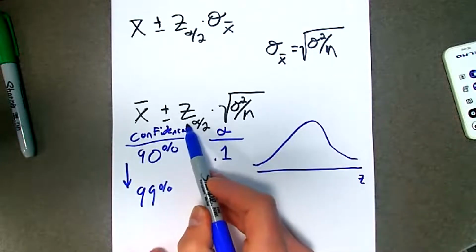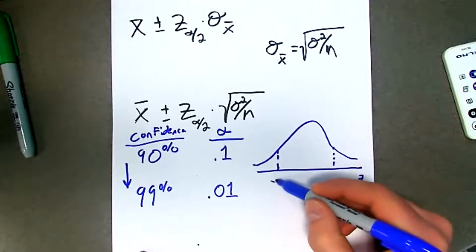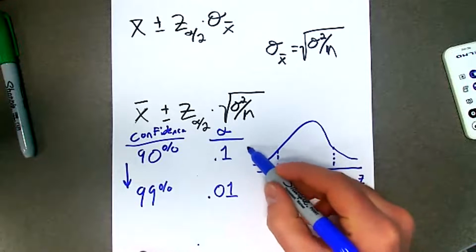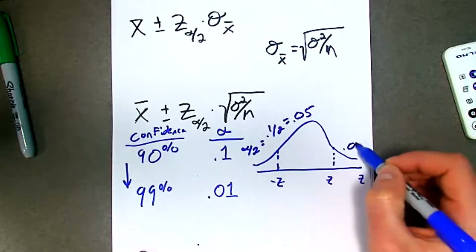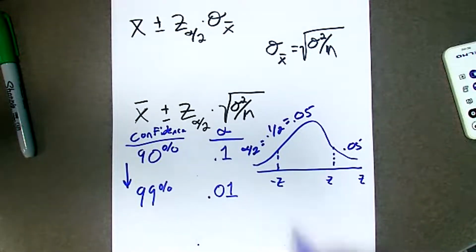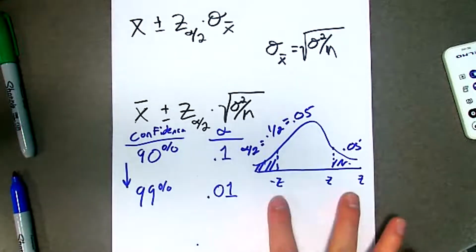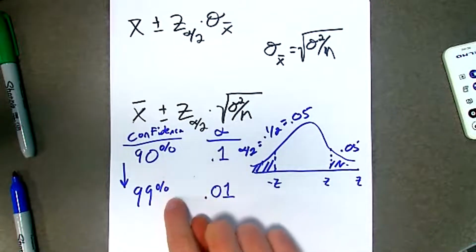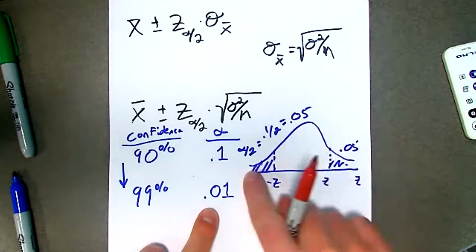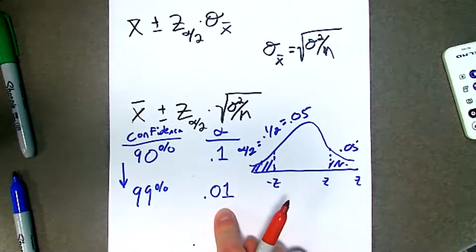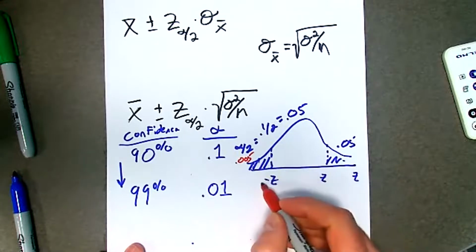If I think about what I'm doing here, part of the process is looking up the z-score that gives me half of alpha in each tail. So what z-score gives me alpha over 2, so 0.1 over 2, which is 0.05 in each tail? That's part of the process. I can look that up and build my confidence interval. Then when I go to a 99% confidence level, what's going to happen? Now I don't want 0.05 in each tail. I want half of 0.01 in each tail, so 0.005.